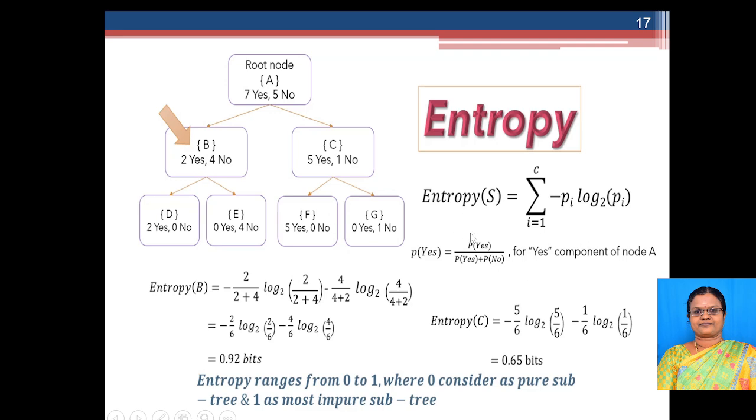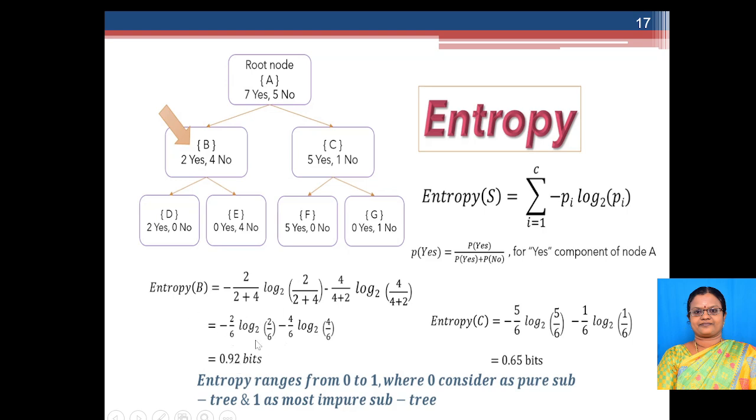Let's apply that formula to nodes B and C, the subnodes, where B has 2 yes and 4 no, and C has 5 yes and 1 no. If you add all the yes, it is 7, and adding all the no, you will get 5. Now I am applying the entropy formula for node B, and finally I end up with 0.92.